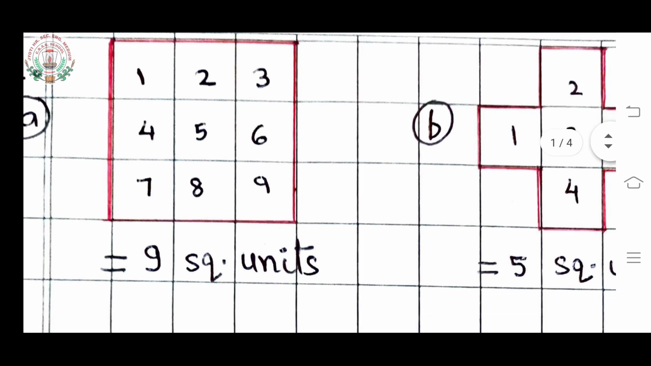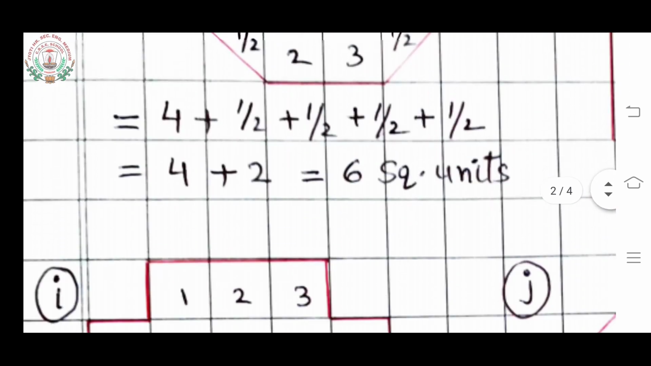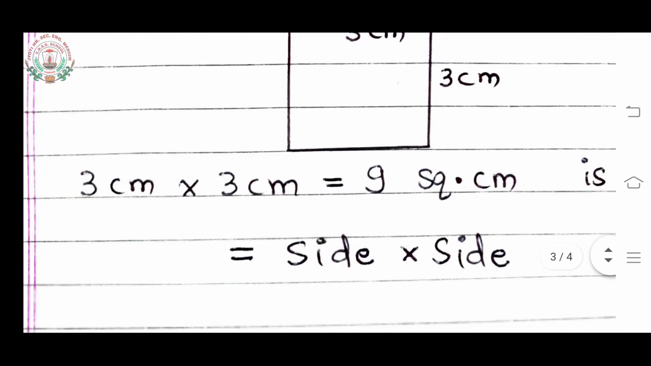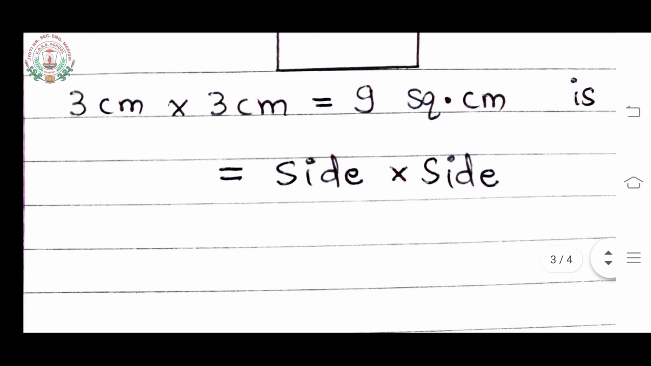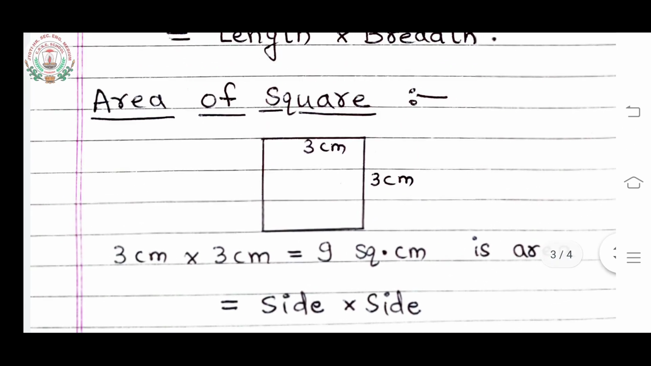So the formula will be side into side. So the area of square formula is side into side. This is 3 into 3 is 9 square centimeter. So the area formula is side into side. This much is clear. This is the area of square. Formula is side into side.